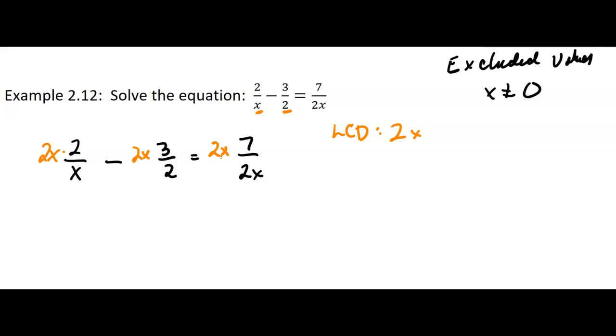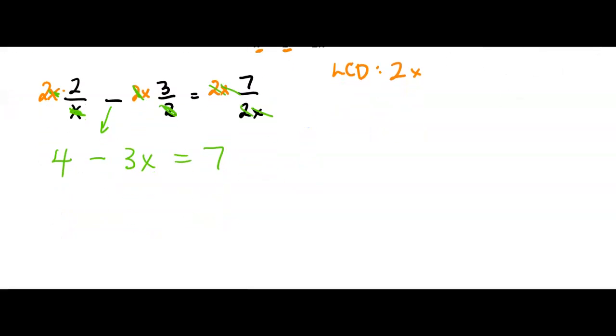Now the whole reason to multiply by the LCD is to get those denominators to cancel. So that x is going to cancel with that x, and I'm going to get 4. 2 times 2 is 4. Minus, now there's the subtraction sign. The 2's cancel here, so I get 3x. And then there's the equal sign. The 2 cancels and the x cancels. So I just have a 7 over here. Now that's a friendly equation. That's like a little linear equation that we've been working with, so that looks good.